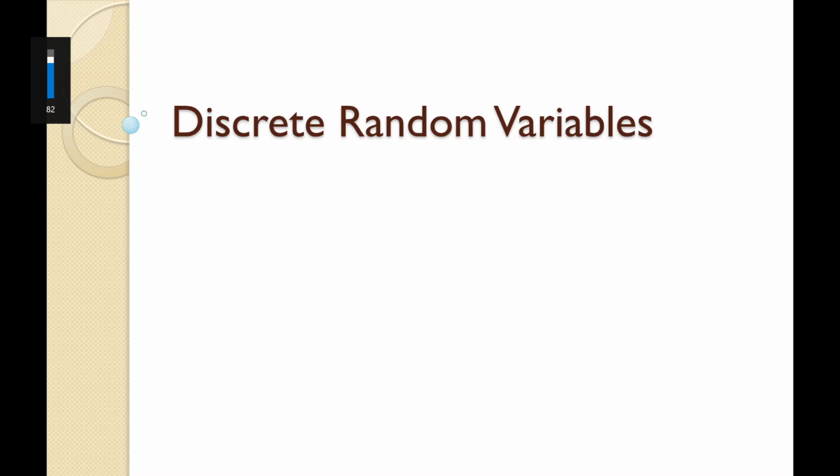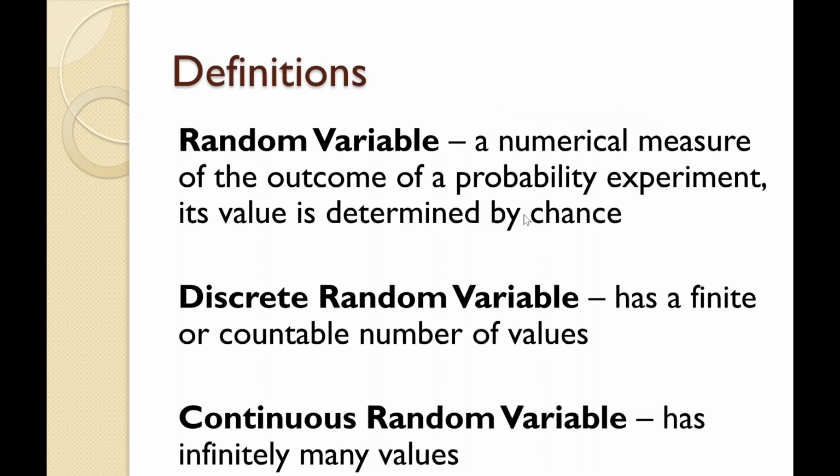Okay, guys, so let's talk about discrete random variables. Remember, discrete is like a number, like a counting number. If you can count how many people walk into a store, that would be a discrete value. And then random obviously just means that it could be different on any given day. So, a random variable is a numerical measure of an outcome of a probability experiment.